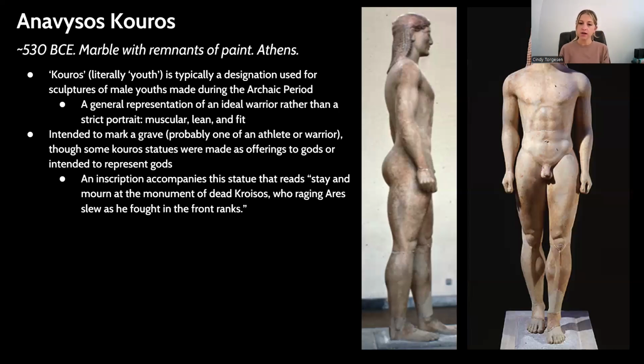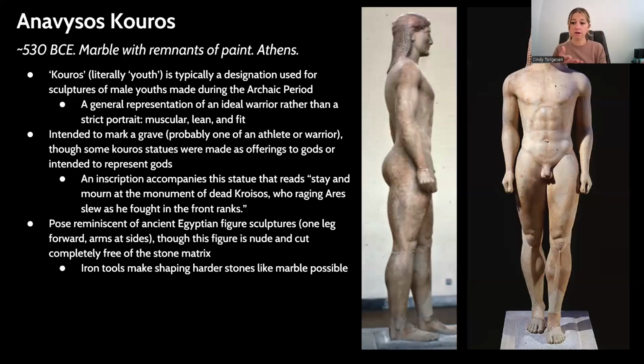There is an inscription to this figure that reads, "Stay and mourn at the monument of dead Croesus, who raging Ares slew as he fought in the front ranks." So most people have interpreted this that this must mean that we're looking at a depiction of a soldier, or at least a sculpture honoring a soldier, a warrior who died in battle, which was really the most heroic way to go for the ancient Greeks. This is a very common motif in the literature. If you read the Iliad, the Odyssey, this is quite a noble cause to die in battle.